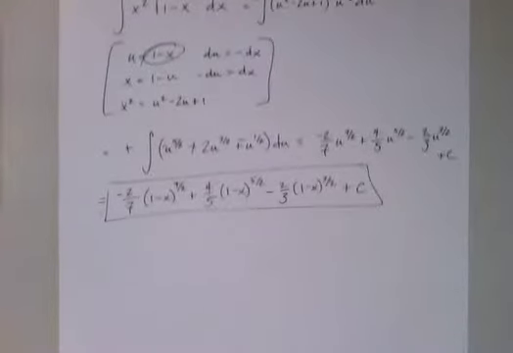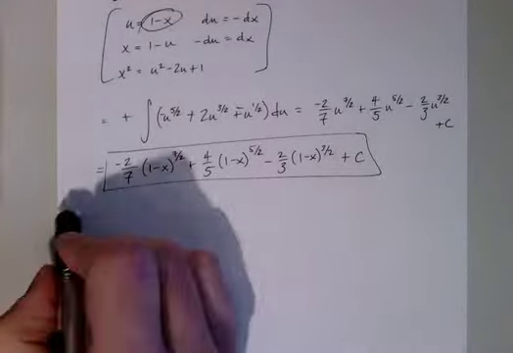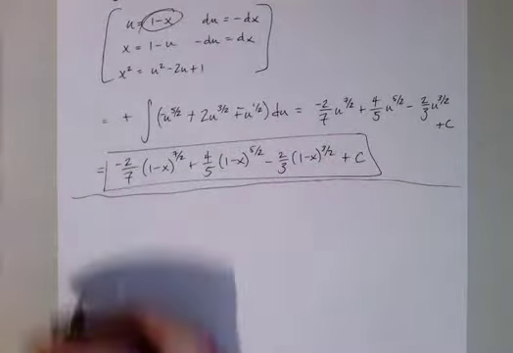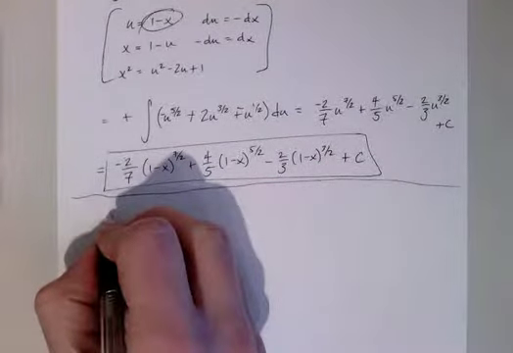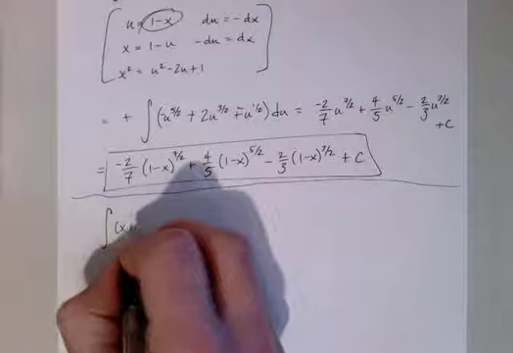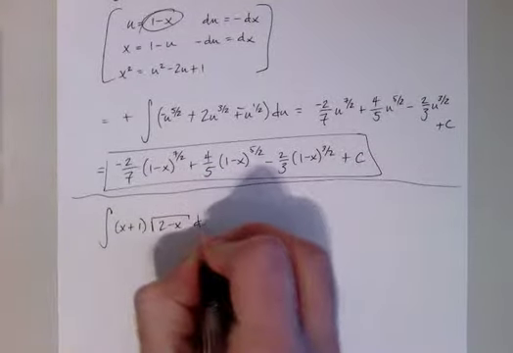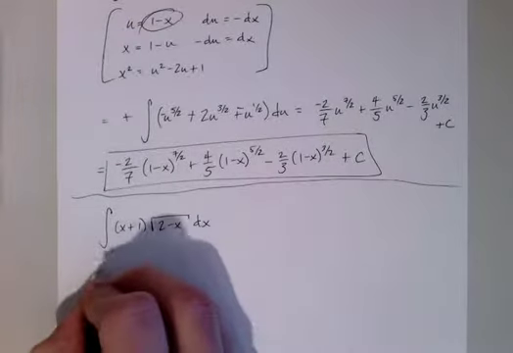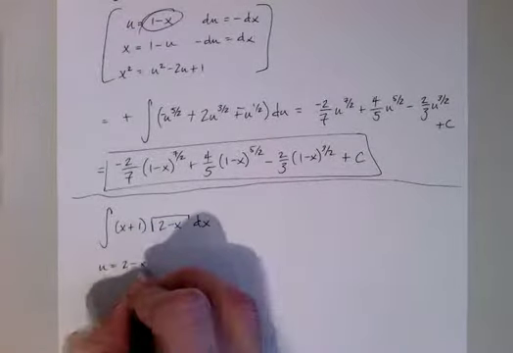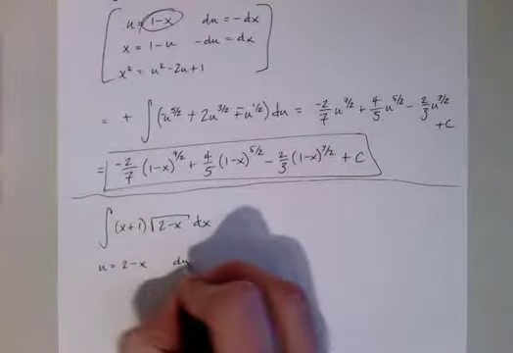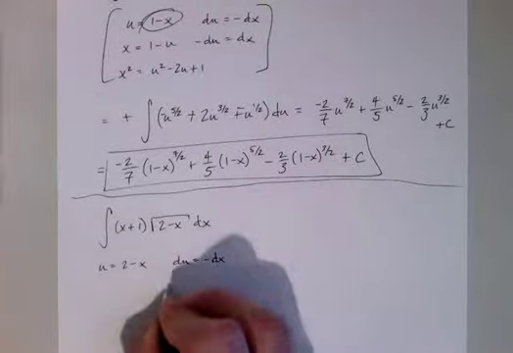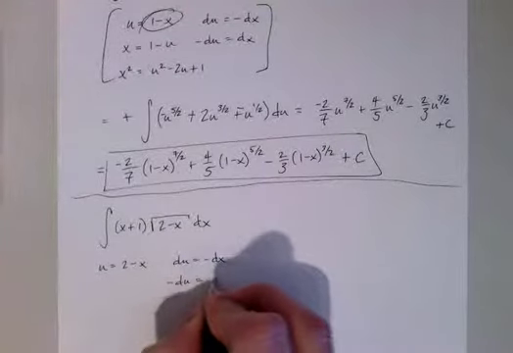Sometimes the back substitution can wind up being a little bit messy. That wasn't too bad. Let's go ahead and move on to another one. This one will also require a little back substitution. Okay, so if I make u equal to 2 minus x, I know that du is again going to be equal to negative dx, or negative du is equal to dx.